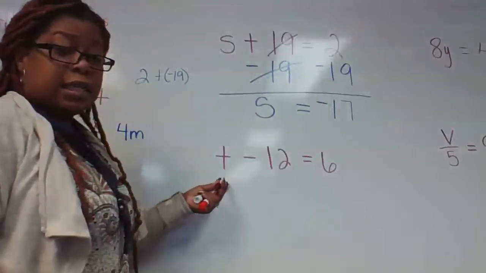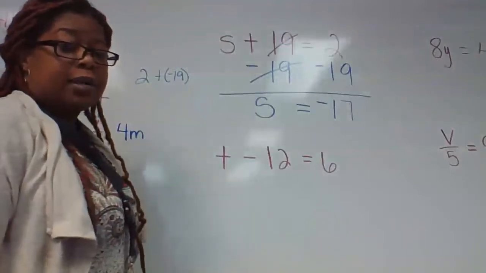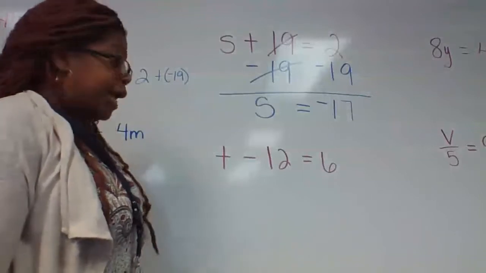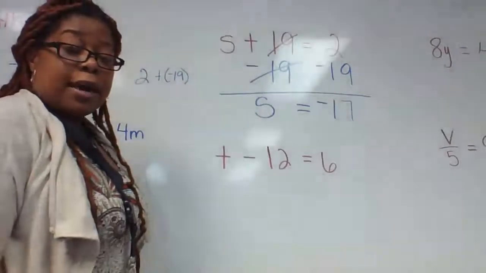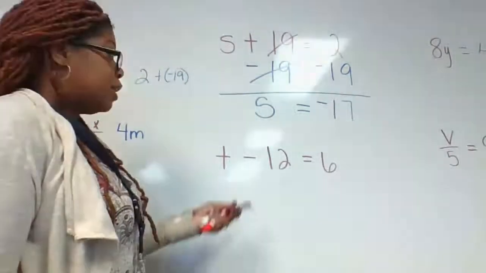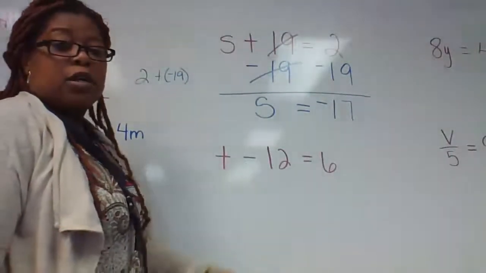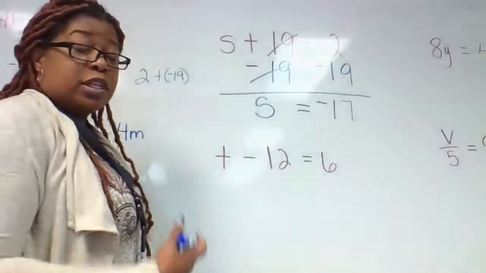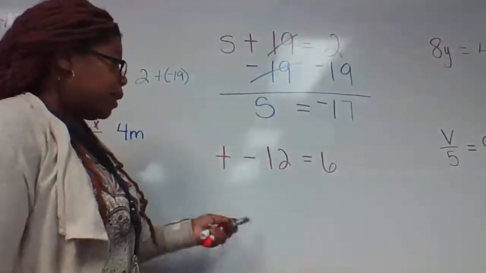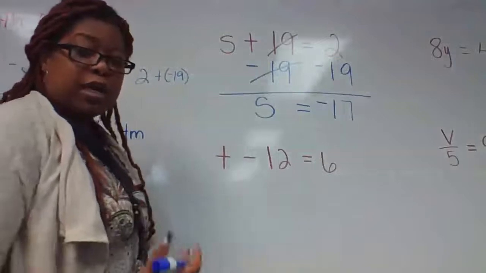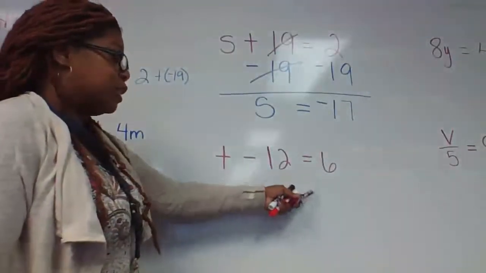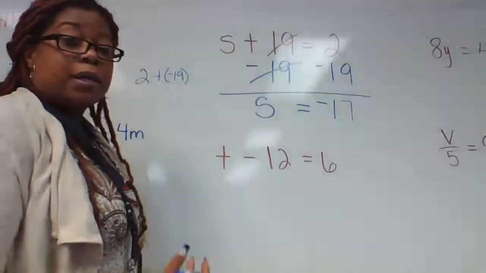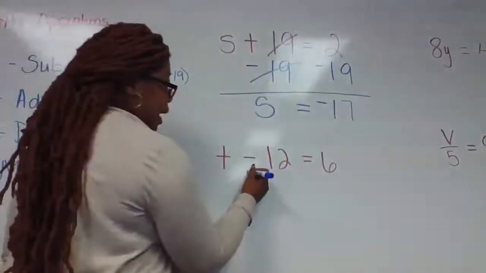So we want to get t on this side of the equal sign by itself. The way to do that is to get rid of what is causing t to not be alone. In this case, it is negative 12. So we're going to get rid of negative 12 or minus 12. The way to do that is the opposite. So t minus 12 equals 6. The opposite would be plus 12. So we're going to add 12.